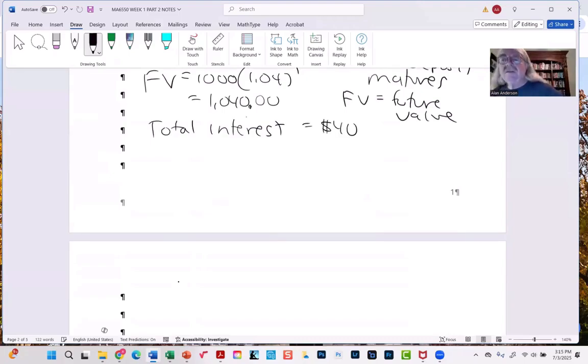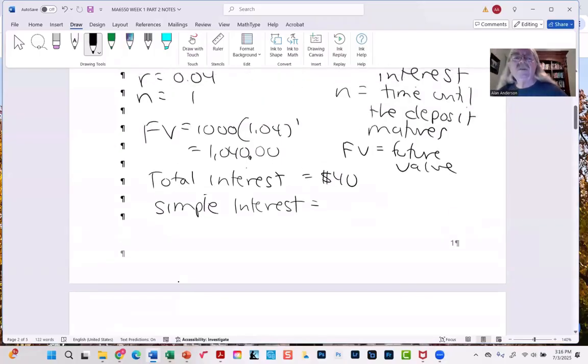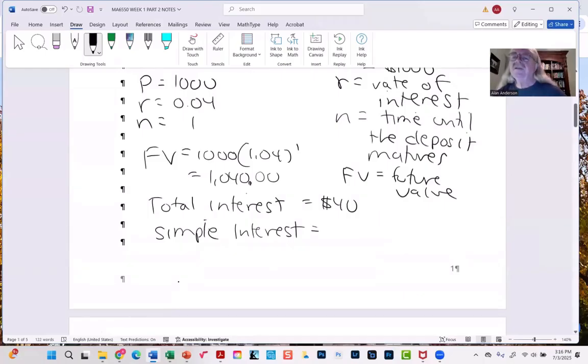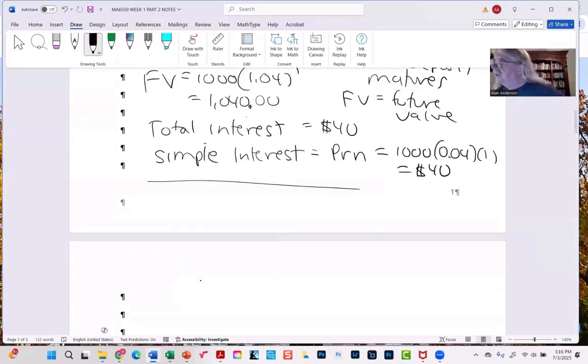Now, we did discuss last time the distinction between simple and compound interest. Simple interest is only based on the amount of principal involved. And so we normally calculate it by multiplying the principal times the rate times the time frame. So in other words, you would have PRN, which is 1,000 times 0.04 times 1, which is 40. And so because they're equal to each other, that implies the difference is the compound interest. And in this case, that would be 0.